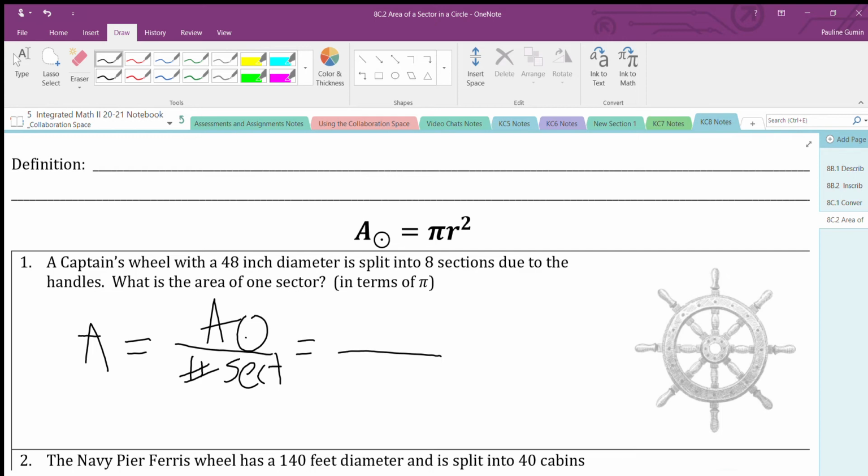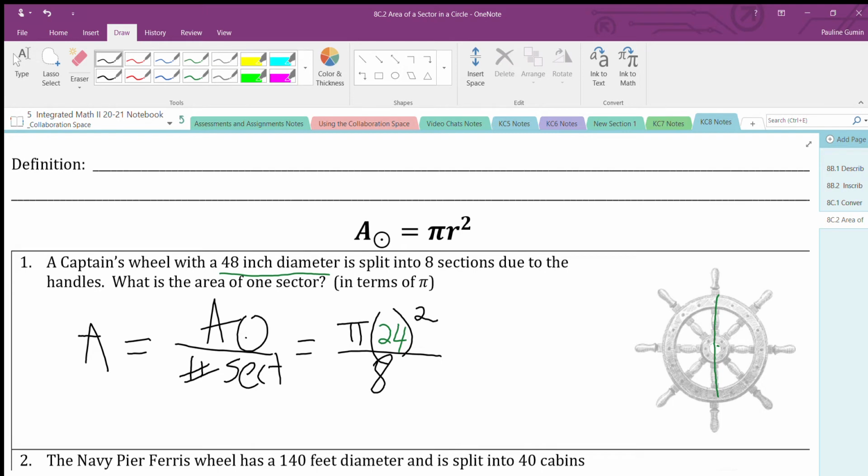Alright, so I know we have 8 sections. Perfect. It says that in the problem. Now the area of a circle, the formula is right above there, is pi r squared. R is our radius. So let's find that. We have a 48-inch diameter, which means we go through at 48 inches. Our radius is half of that, so that's going to be 24.